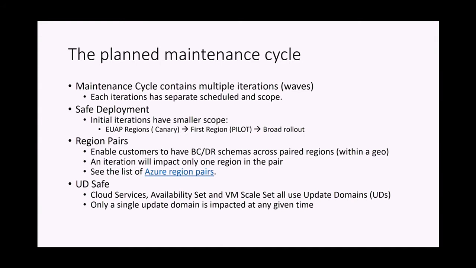The third aspect is update domain safe, or UD safe. If you are using cloud services, the PaaS platform, or VM scale set, or availability set, you are actually protected from us taking down all of your VMs. Each of those constructs has the notion of update domains, UDs, and the idea is we will take down one UD at a time. The sequence is not determined up front, but the idea is you have the guarantee that we will take down VMs from up to one UD at any given time.